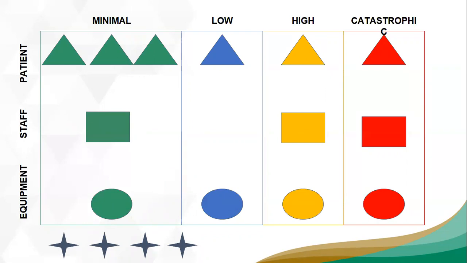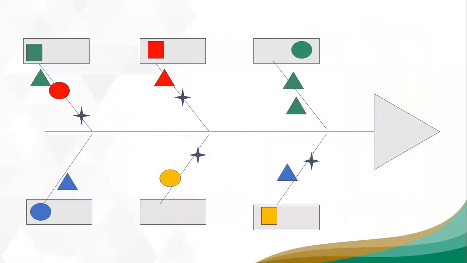Some of them have caused minimal damage. Some of them are minimal, minor. Some of them are high risk, and some of them are the catastrophic causes that may have led to that incident. Still, the things we don't understand, we keep them outside our boxes.